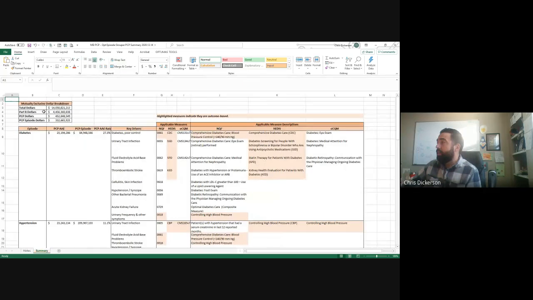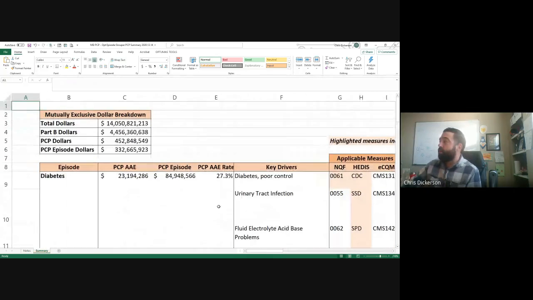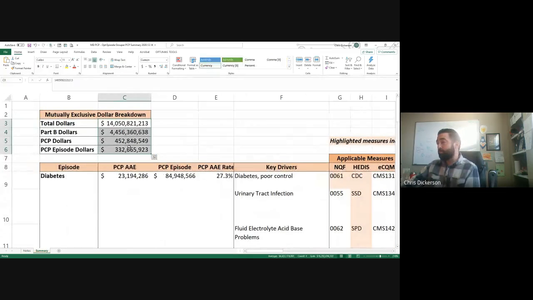Now on the summary tab, I want to talk about this top table first. Let me zoom in a bit for it. Mutually exclusive dollar breakdown. So here we are not double or triple counting dollars. Everything is mutually exclusive. Across the entire 3-year period, all services combined, we have about $14 billion in charges provided to members enrolled in the Maryland PCP program. Of that, about $4.5 billion comes from the Part B data, which the way the data files are laid out is really the professional Part B data, no outpatient hospital Part B data.